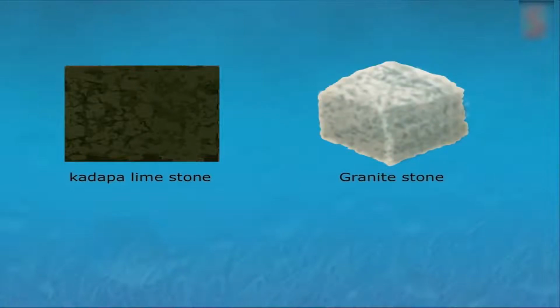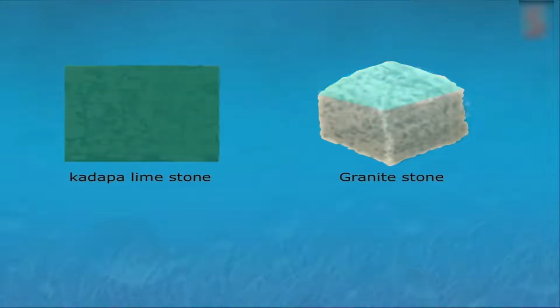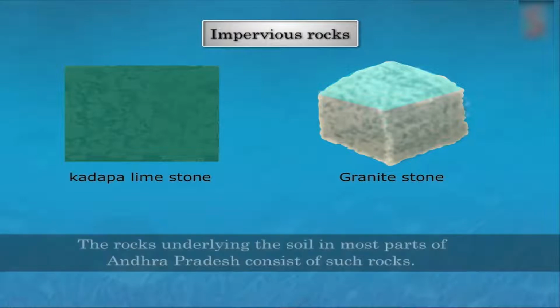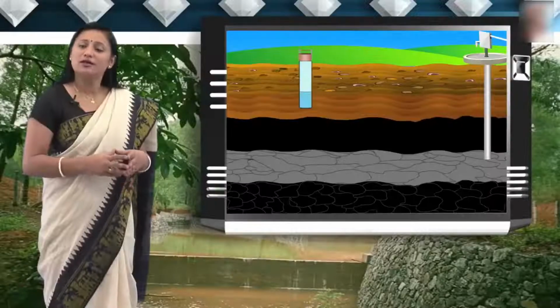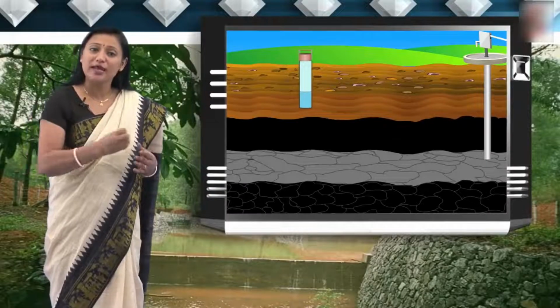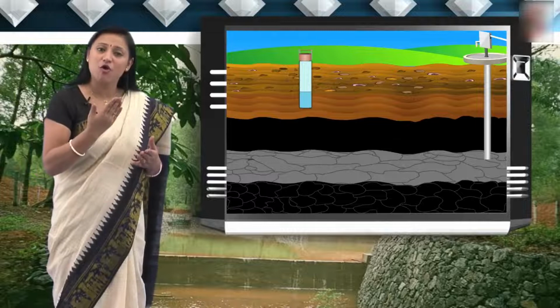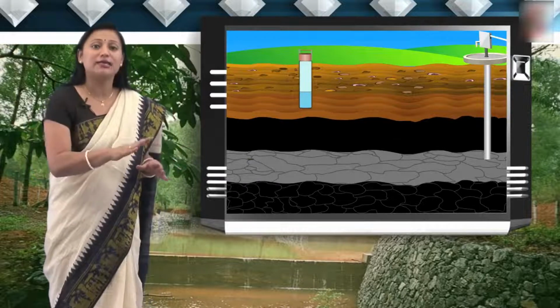The Kadapa limestone and granite has a compact structure and hence no pores are found. There is no possibility for water to enter into such kind of stones. As the water cannot be contained by these stones, they are called impervious rocks. The rocks underlying the soil in most parts of Andhra Pradesh consist of such rocks. The groundwater generally accumulates itself above such rocks as it cannot enter them.